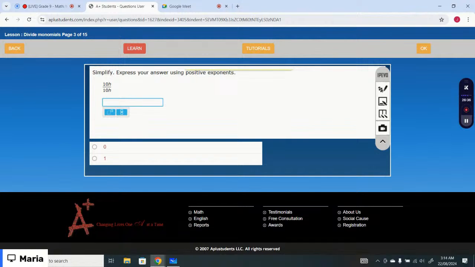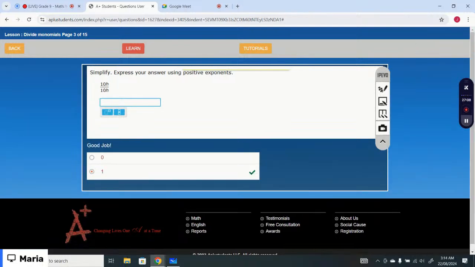Simplify 10h divided by 10h. So which is the correct option? Very good. The correct option is 1. 10h divided by 10h is 1. Option number 2 is the correct option.